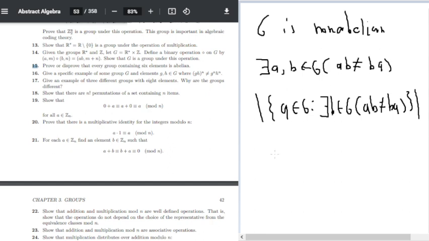Right? Well, actually, no. Let's think about it. Let's suppose that AB is not equal to BA, and BC is not equal to CB. It's not necessarily the case that C is equal to A. Oh, gosh.